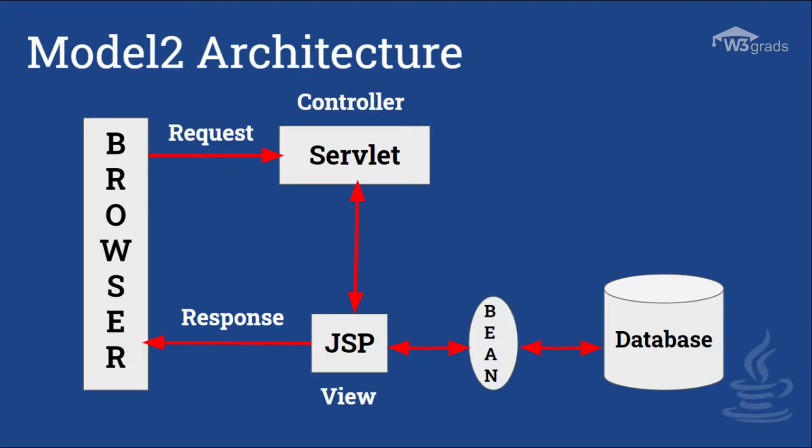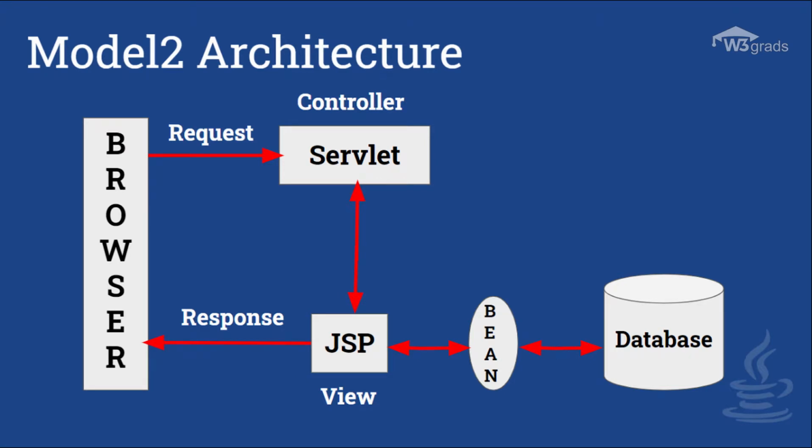Another one is the Model 2 architecture. In this model, servlet plays a major role, and it is responsible for processing the client's request. The presentation part or the GUI part will be handled by JSP, and it is done with the help of bean as shown in the image. The servlet acts as controller and is in charge of request processing.